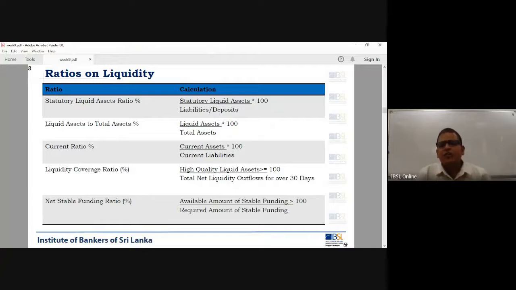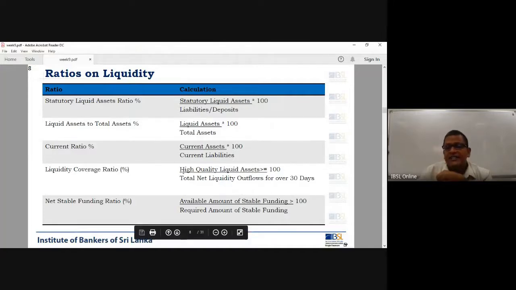They define some high quality liquid assets, and the high quality liquid assets are divided by the total net liquidity outflow for 30 days and multiplied by 100. Sorry, this equal sign is not appropriate. It should be multiplied, so it should be multiplied by 100.